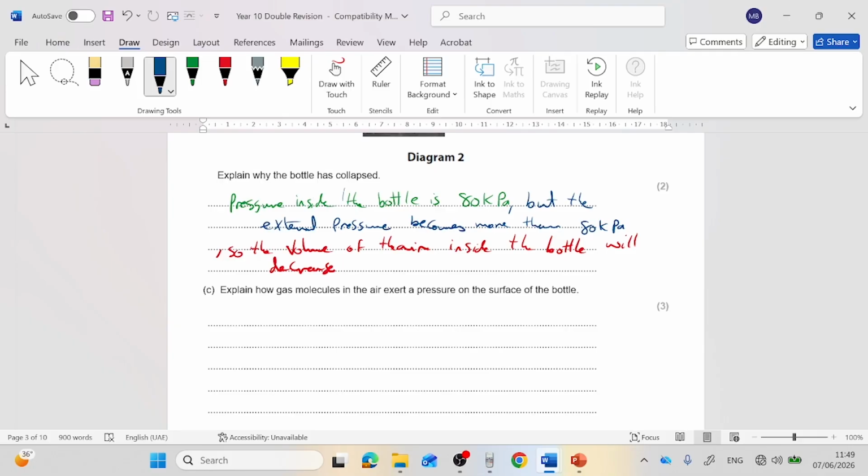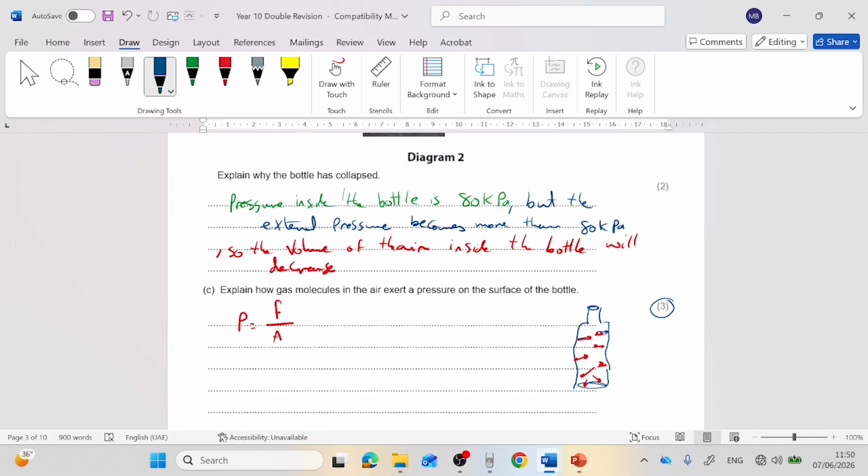For question C, explain how gas molecules in the air exert a pressure on the surface of the bottle. You know that this is the bottle, and this bottle is trapping some air molecules. And you know that molecules are in continuous motion. They are moving randomly in all directions. So they keep colliding with the walls of the container. And you know that pressure is equal to the force over the area. So the molecules, while they are hitting the walls of the container, are causing pressure. So this is a 3-mark question, huh?